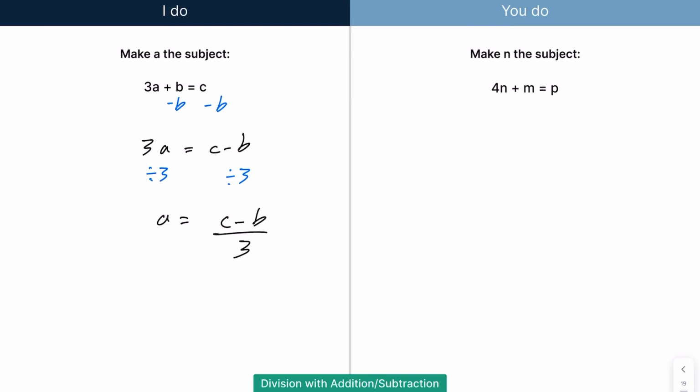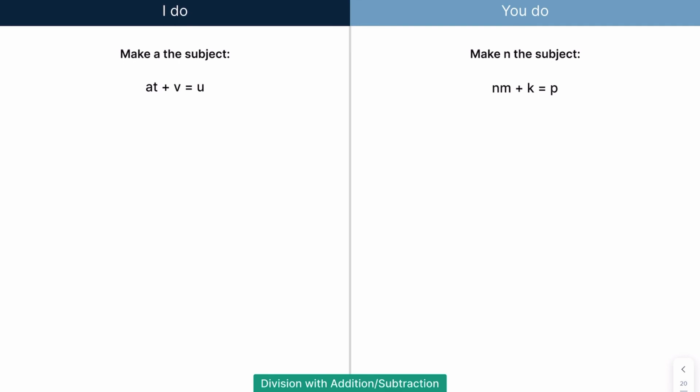So again, on the right, hopefully you've pressed pause and had a go. Now to make our lives as easy as possible, you want to get rid of the m first. So you get rid of the m. Now we want to get rid of the 4 from the n. And that's the final answer.